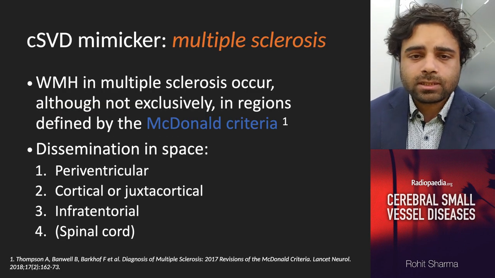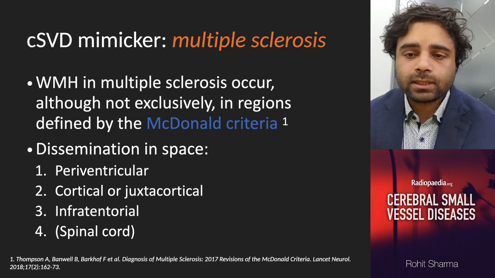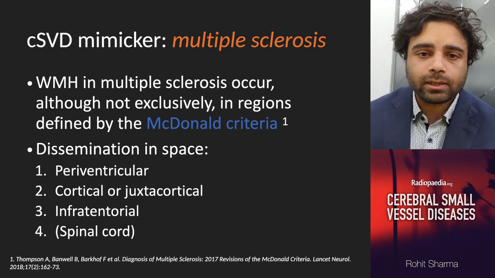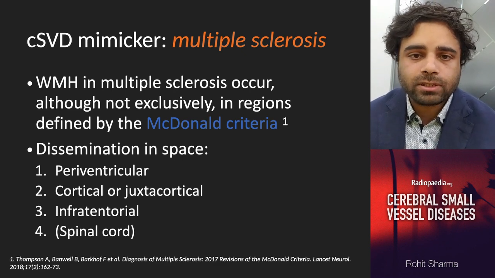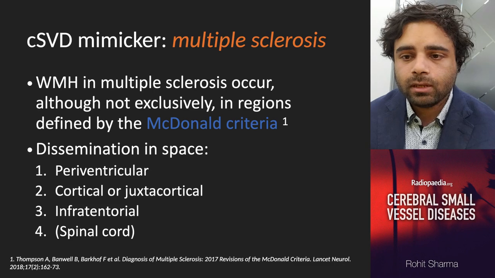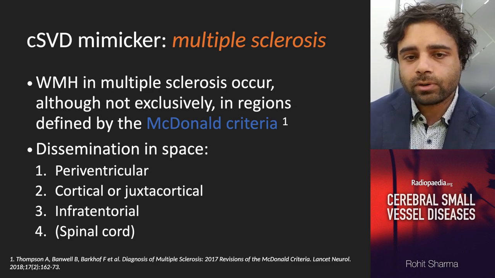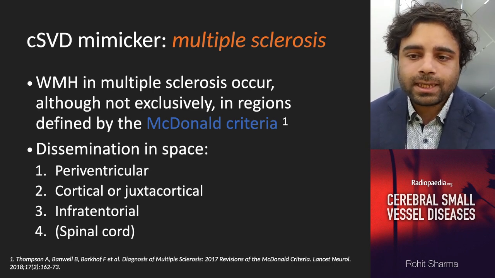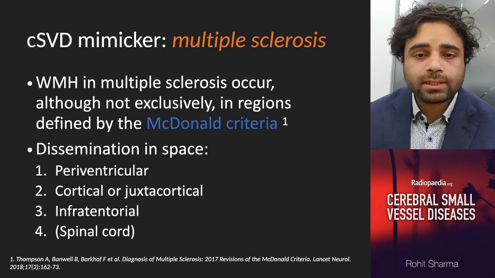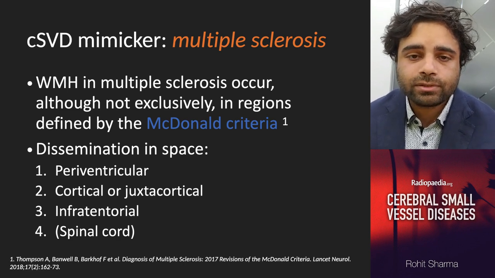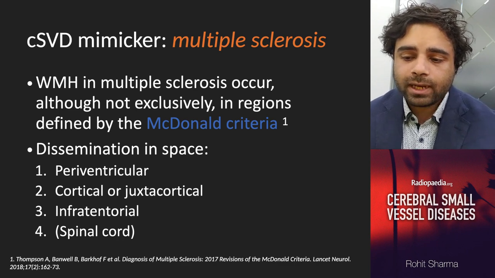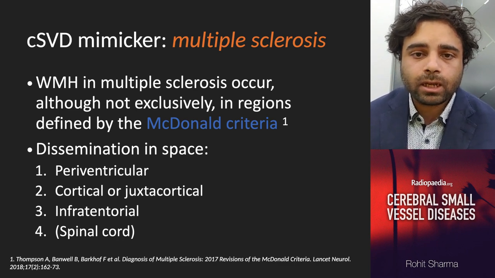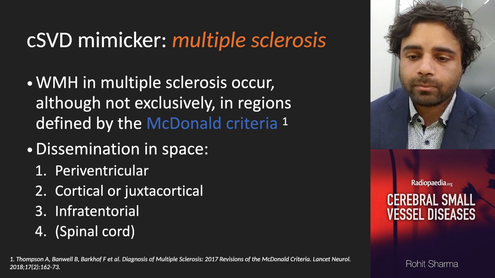hyperintensities in a periventricular distribution, which would be typical for that condition. But multiple sclerosis is often something I find is overcalled on many reports, whether using the terms multiple sclerosis or referring to demyelination in a young patient with vague neurological symptoms and perhaps a few white matter hyperintensities here and there. But really, in multiple sclerosis, it's important to realize that white matter hyperintensities occur, although not exclusively, in predetermined regions that are defined by the McDonald criteria. This was most recently revised in 2017 and will have an upcoming revision in the coming months.